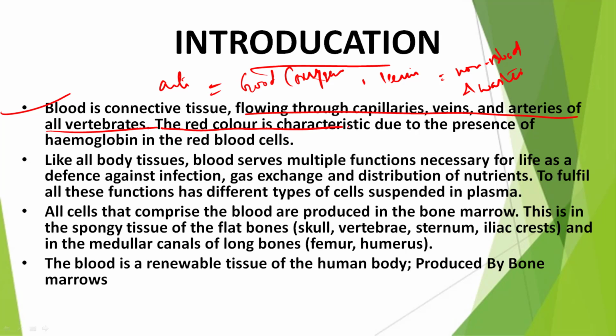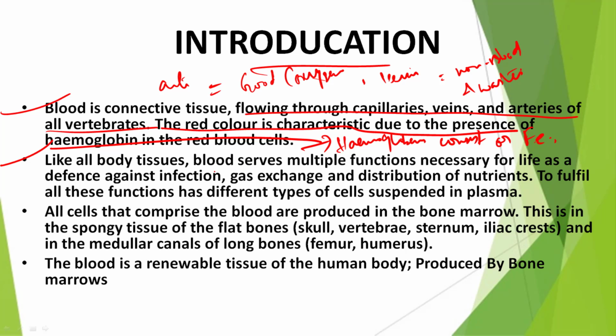Red color is a characteristic due to presence of hemoglobin in the red blood cells. Hemoglobin consists of iron.